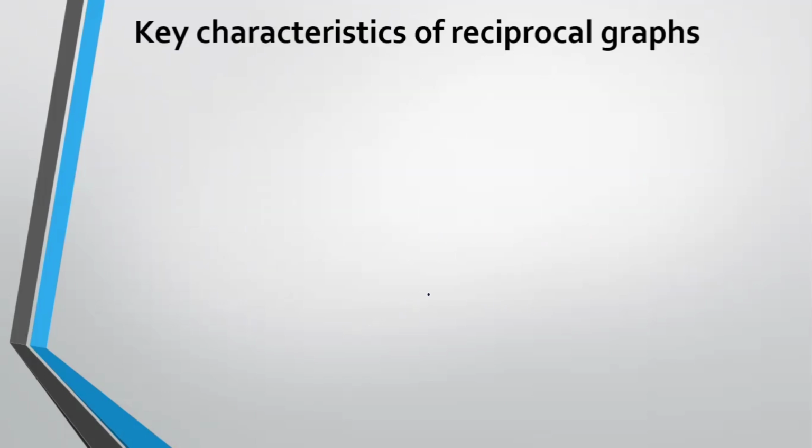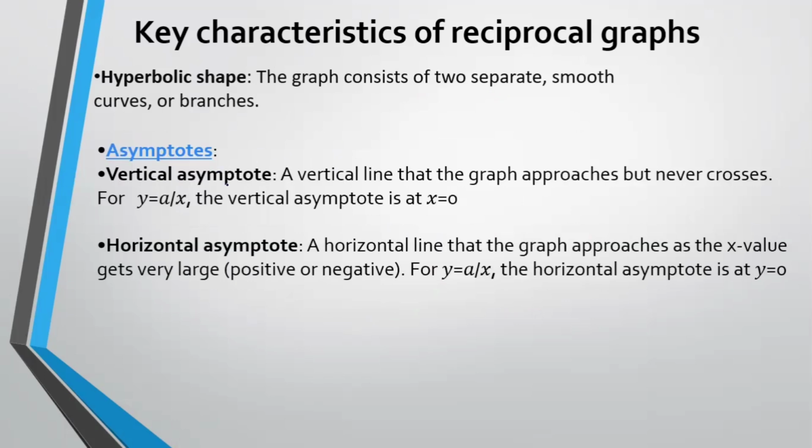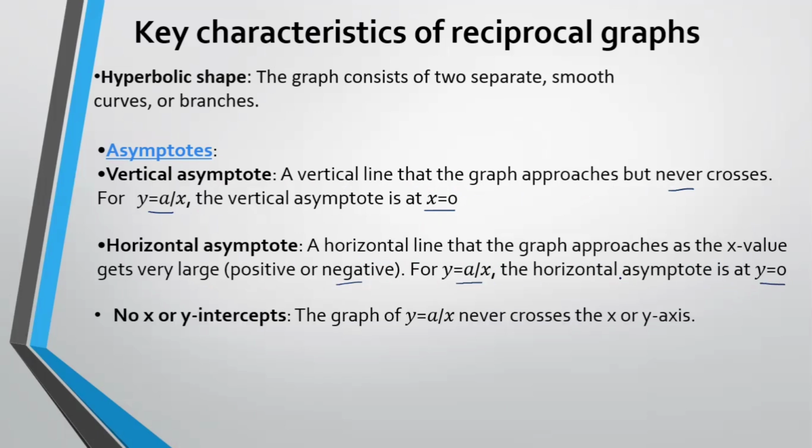Let's understand the key characteristics of reciprocal graphs. First, it is hyperbolic in shape. It consists of two separate smooth curves or branches. Asymptotes: the vertical asymptote is a vertical line that a graph approaches but never crosses. For y equals a upon x, the vertical asymptote is at x is equal to 0. The horizontal asymptote is a line that the graph approaches as the x value gets very large, positive or negative. For y equals a upon x, the horizontal asymptote is y is equal to 0.